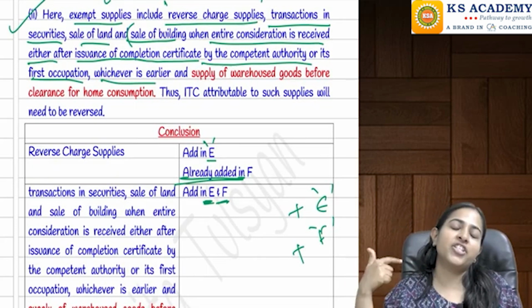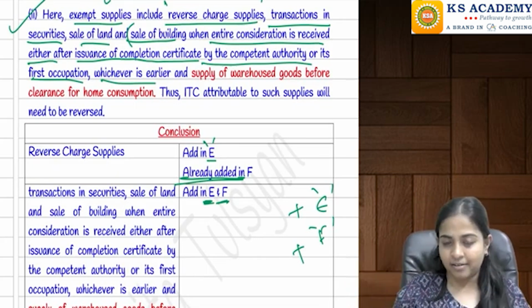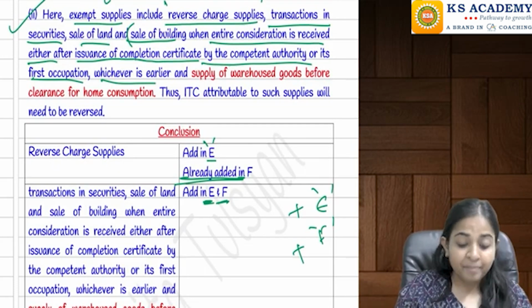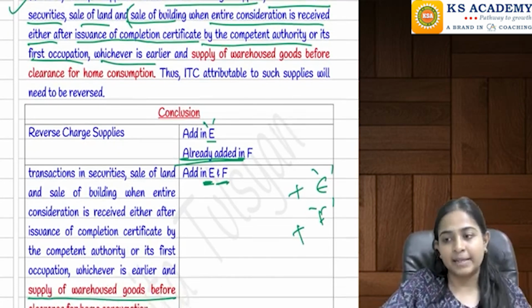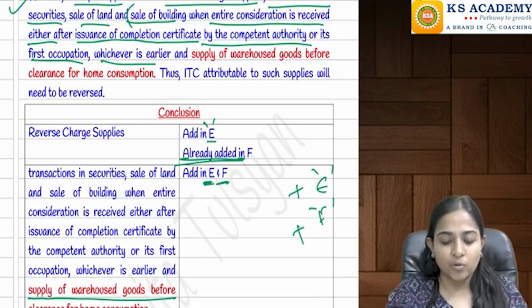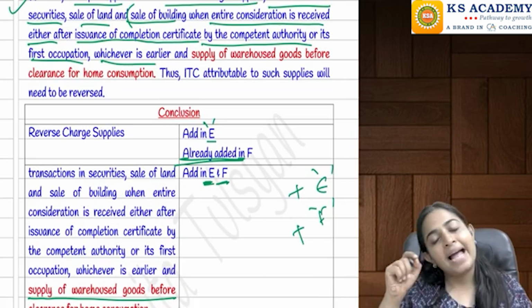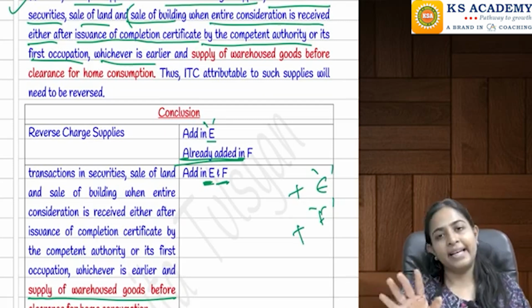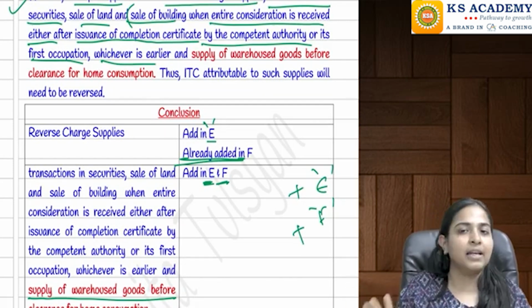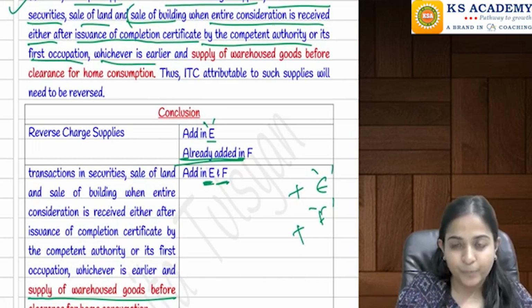Exempted by way of a notification, nil rated supply and non-taxable supply. That is there in your exempt supply. Now, along with that, what all things are to be included in this exempt? Reverse charge supplies. All the supplies made under reverse charge are to be included in E, and that is to be there in your total turnover also. It is normally there in total turnover, but if not there, please include it in F also, and it will be considered in your E also.